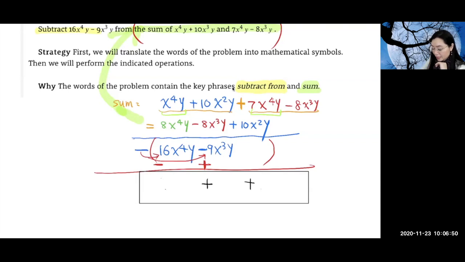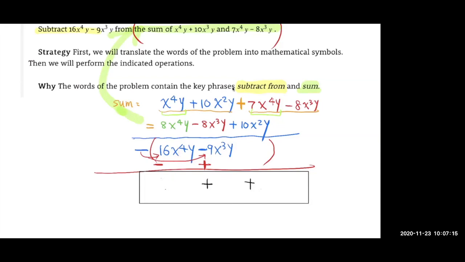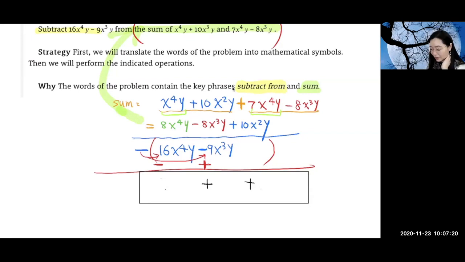Now, when we do that, let's do it vertically. So 8x to the 4y, subtracting 16x to the 4y. What do you get from combining these two? Negative 8x to the 4y. So we get negative 8x to the 4y.